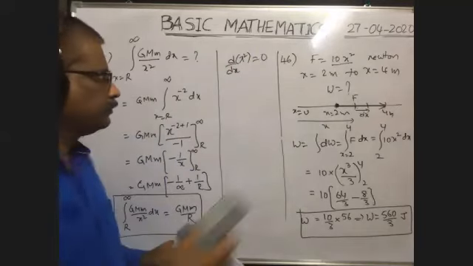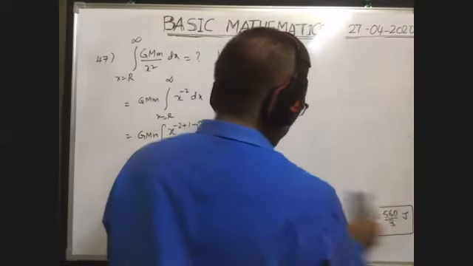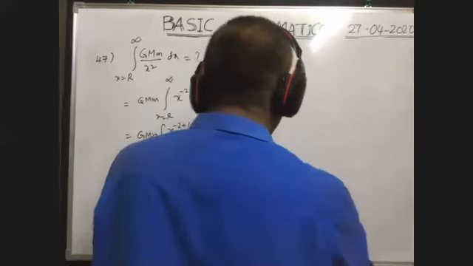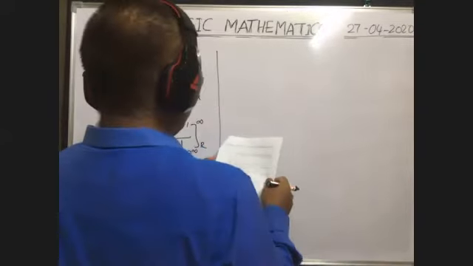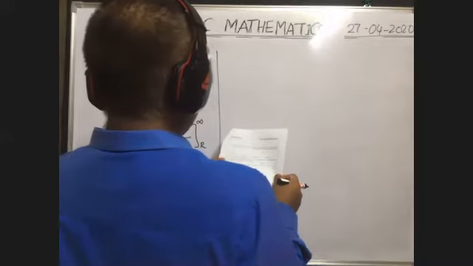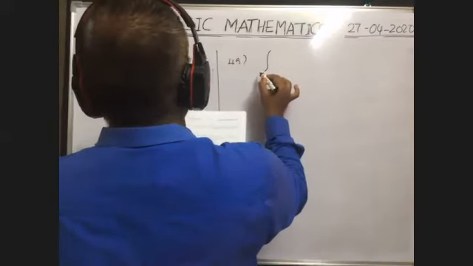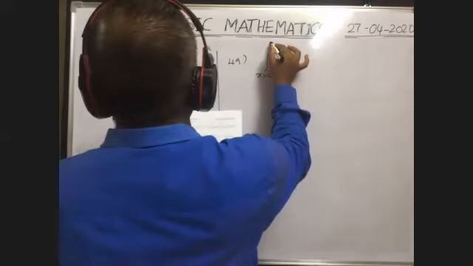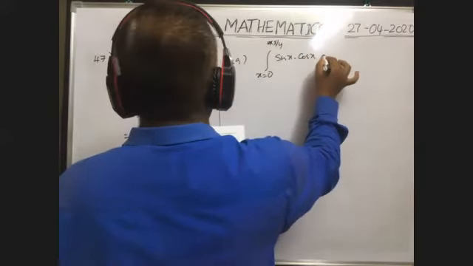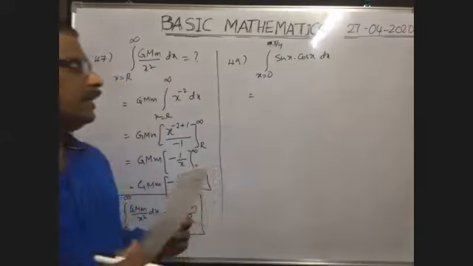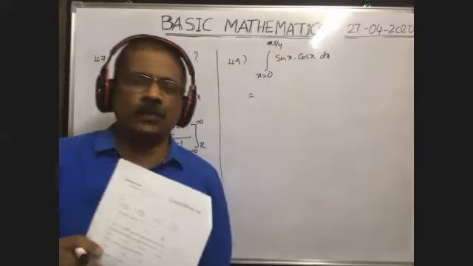One more problem. Question 49: integral from x equal to 0 to pi by 4 of sin x cos x dx. What is the integral from 0 to pi by 4 of sin x cos x dx equal to? That is the question they asked.